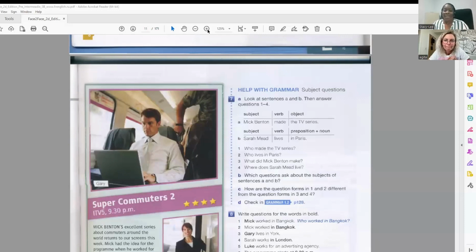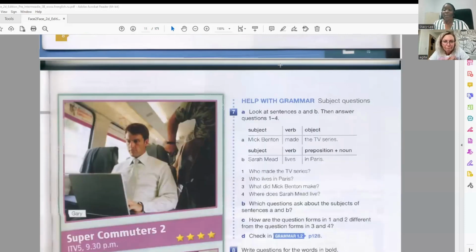Okay, good. So we're looking at how we make subject questions, right? What are subject questions? That's a good question to start with. Subject questions are questions where the answer is a subject. When we talk about subject, we're talking about answering who. Who does something? Who is? That's what I want to know when I ask a subject question.